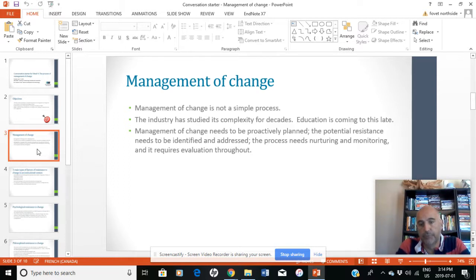So I would encourage you to really explore at will the literature in industry, in HR, in management, and to look at the theories and the models that are there that we can import and transfer very quickly to the field of education. Management of change needs to be proactively planned. That's really the basic conclusion that we have when we look at this literature. The potential for resistance needs to be identified and addressed, and the process needs nurturing, monitoring, and requires evaluation right throughout. And that's probably what's missing.